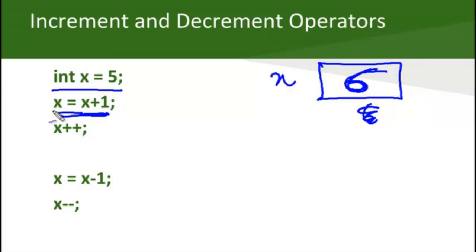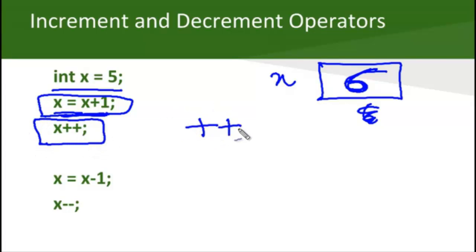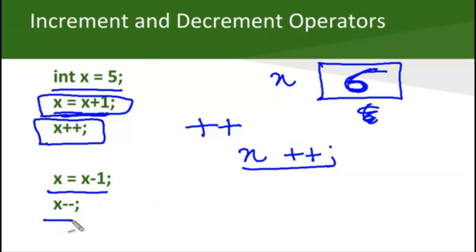But there is a shorter way of doing the same. x = x + 1 can also be written as x++. So ++ is the increment operator, and x++ increments the value of x by 1. So instead of writing x = x + 1, you can just write x++. Similarly, instead of writing x = x - 1, you can just write x--. Whereas -- is the decrement operator.